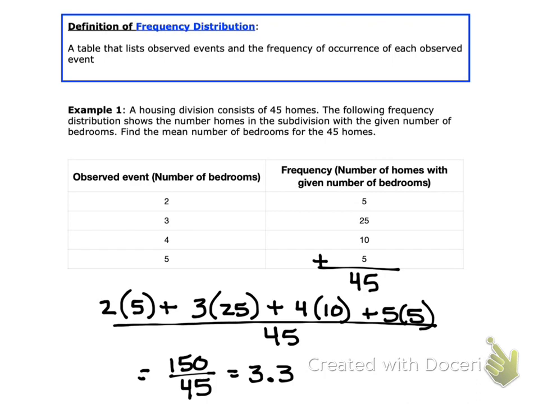Any questions on frequency distribution? Creating a frequency table, using it? What would be our mode? Three bedrooms, right? Remember, mode is which one has the greatest frequency, which one shows up the most, okay? All right.